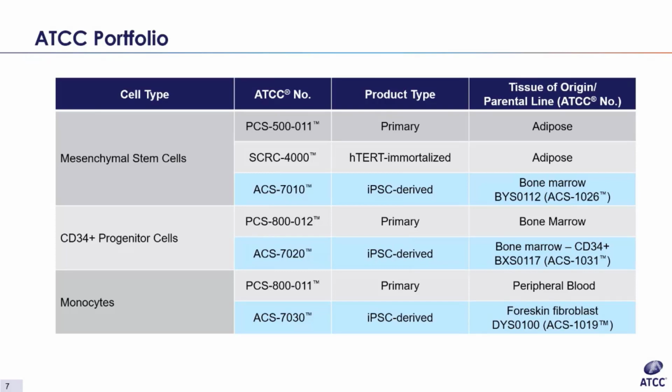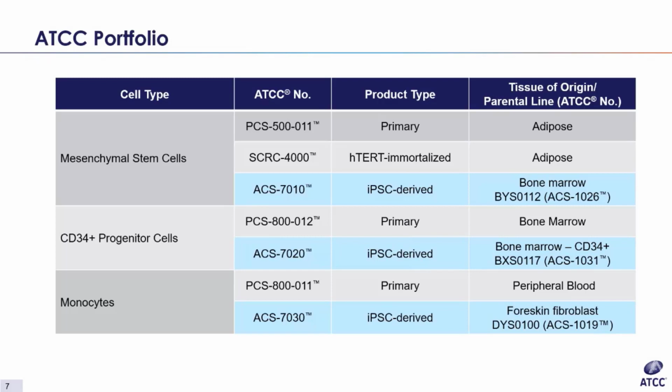Now, just to mention, as a complete solutions provider, ATCC offers mesenchymal stem cells in primary or H-TERT immortalized forms. These are isolated from adipose tissue, and also an iPSC-derived version from bone marrow. We offer CD34 positive cells in primary and iPSC-derived, isolated from bone marrow, and we have monocytes in primary form, isolated from peripheral blood, and iPSCs derived from foreskin fibroblasts.